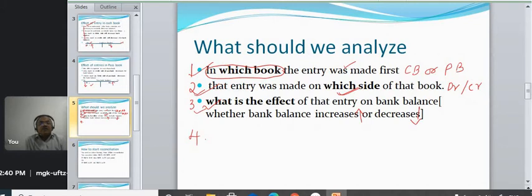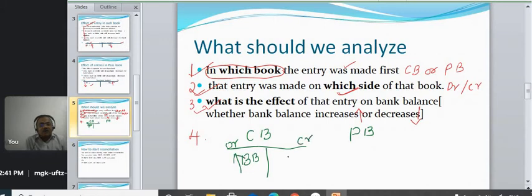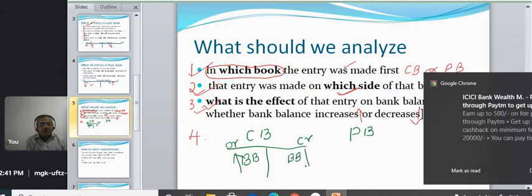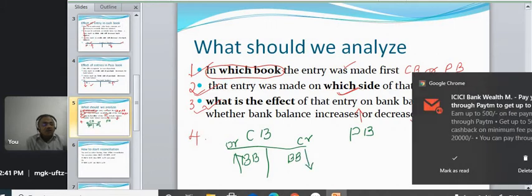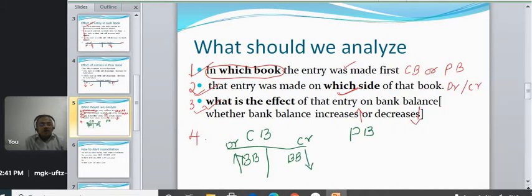Now from the previous lesson or 2 slides, let me sum up that in cash book and passbook, the effect goes like this. On the passbook debit balance, if an entry is made on the debit side of the cash book, bank balance will, what happens, increases. If you pass an entry on the credit side, bank balance decreases.